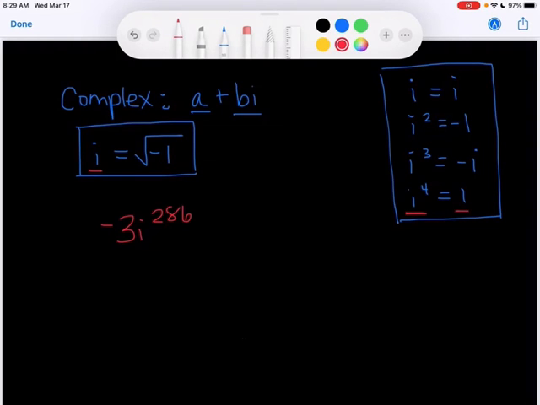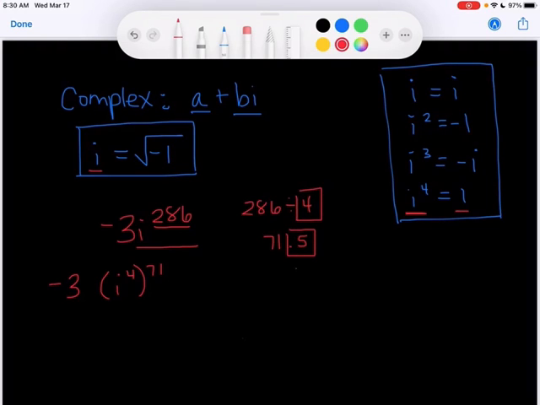So what we're going to do is first just write the -3 to the side, and we're going to focus with just the i to the 286. What you're going to do here is divide 286 by 4. So in my calculator, I'm dividing 286 by 4, and I get 71.5. That means 4 goes into this 71 times evenly. So I could write it like this: i to the fourth, 71 times evenly. But then we still have 0.5 left over. Well, half of 4 means there's 2 left over, so that's i squared.